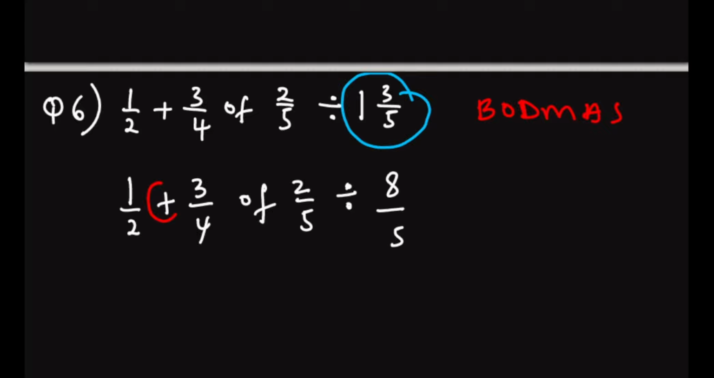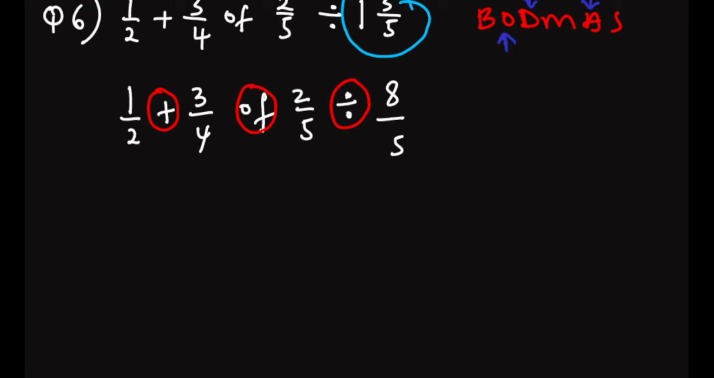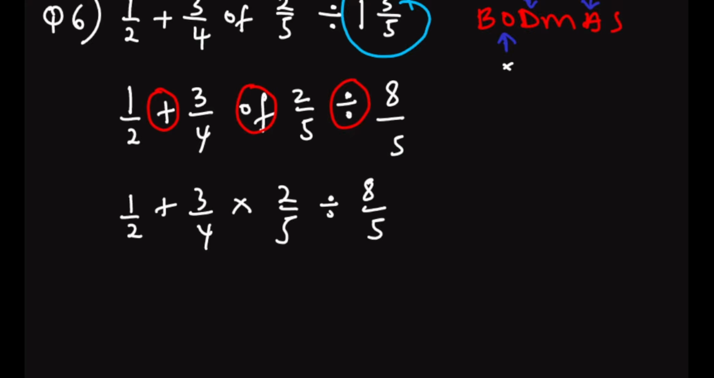So now that we are here, we can now apply BODMAS. I am seeing one operation, another operation, and another operation. 3 operations here. So which of them comes first? I'm seeing of. So when I look at it here, of is here. So of comes first, then we have addition, then we have what? Division. Okay, so we do the of, then we do the division, then we do the addition. So we must take notice of that. So let's go and do the of, and we know of means what? Multiplication, right? So here we are going to have 1/2 plus 3/4 times 2/5 divided by 8/5.